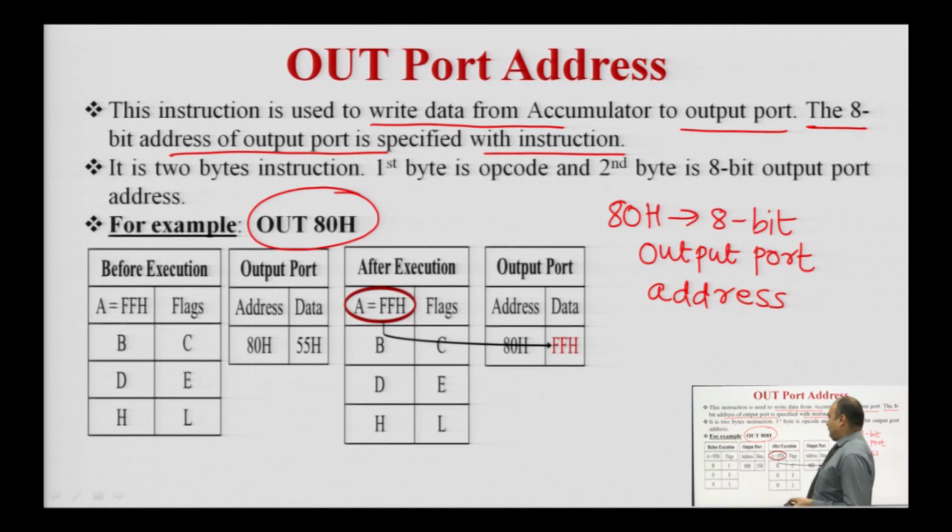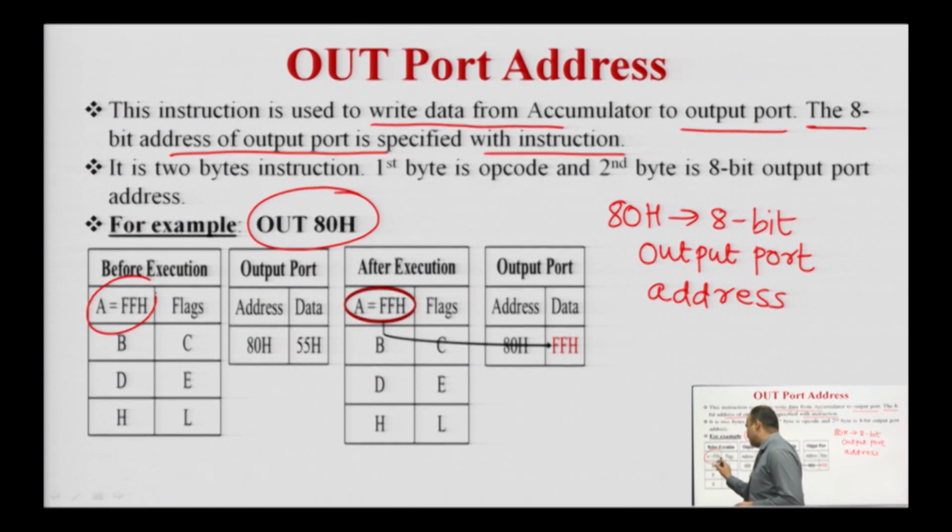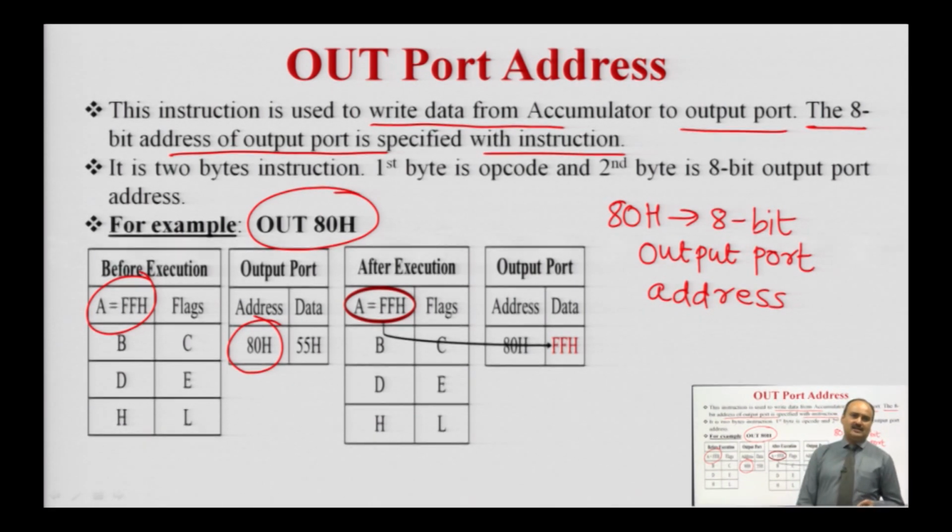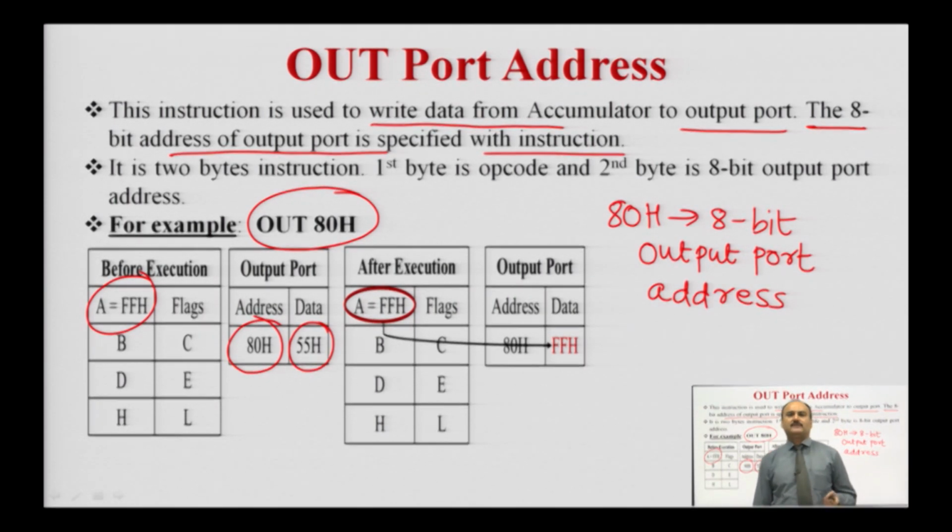So, the microprocessor executes this instruction. Before the execution of this instruction, the content of the accumulator is FFH. The port address specified with the instruction is 80H, and at this output port address, suppose the data is 55H. So, this is the case before the execution of the OUT 80H instruction. Let us see what happened after the execution of this instruction.